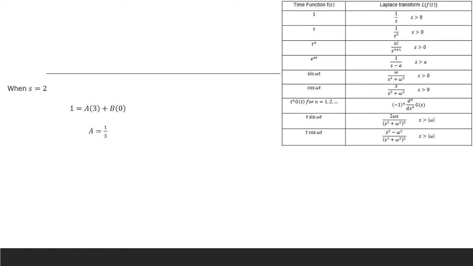We will have a is equal to 1/3. Now, let's substitute our a and b. So, we will arrive at our Y of s: 1/3 over s minus 2 plus 1/3 over s plus 1. Now, we can factor out the 1/3. So, we will have 1/3 times 1 over s minus 2 minus 1 over s plus 1.